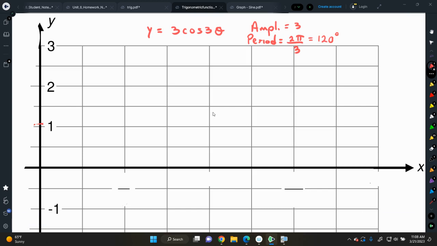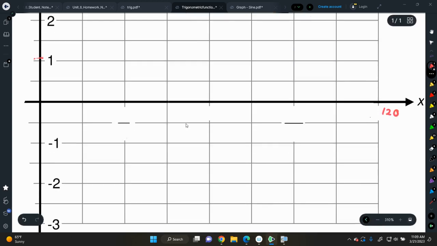So at the end here, here's my 120. So at 0, I'm going to go all the way up to 3. At 120, I go up to 3. And then halfway in between, which would be 60, that's going to be right here. We go down to -3.